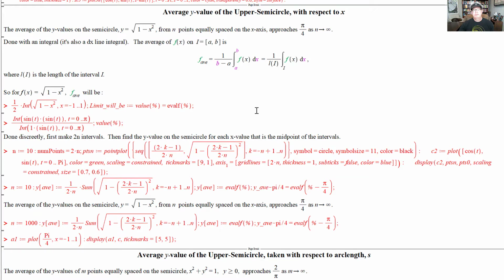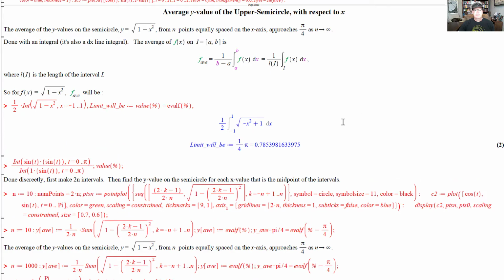So one of the things you learn early in calculus is the average value of a function is 1 over b minus a times the integral of the function, which is a line integral. It's just the integral divided by the integral of 1. So for my function, square root of 1 minus x squared, unit circle, top half, that integral is pi over 4. If you take the integral and divide by the length of the interval.